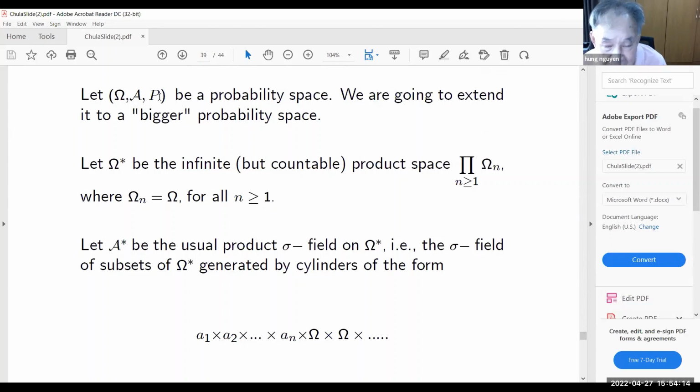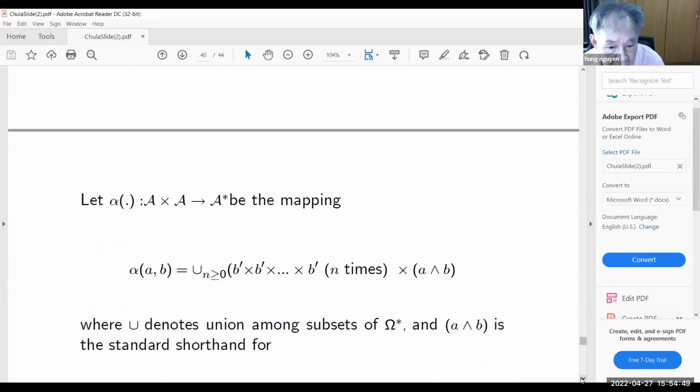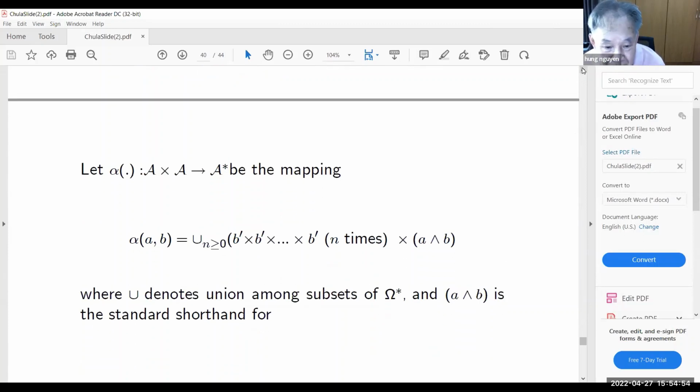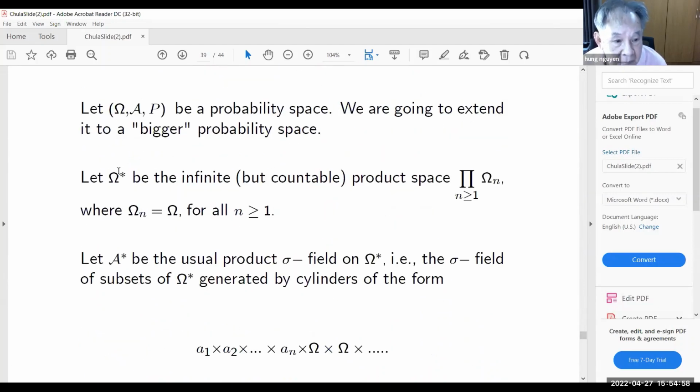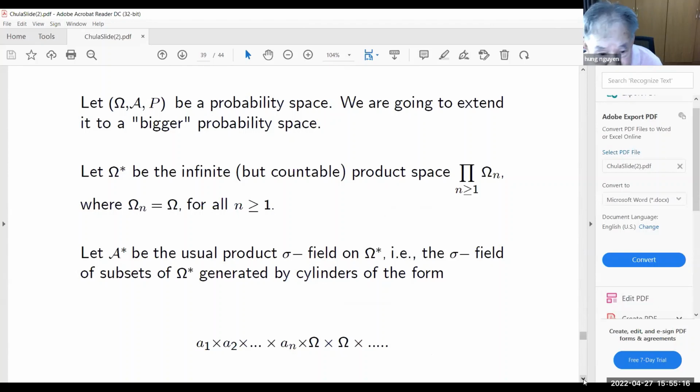You start out with the probability space omega, A, P. First of all, you extend this one to omega star, the infinite product, but countable, of the space omega. Each omega n is the same as omega. You multiply this infinitely many times. And let A star be the usual product sigma field of that product space, that means the one generated by the cylinders of the following form. This is classical measure theory. And the probability P is simply the product probability on this space. So rather than embedding, we're extending this probability to an infinite probability space.